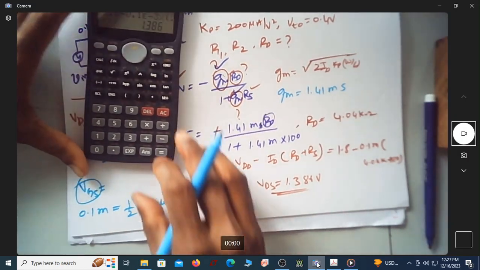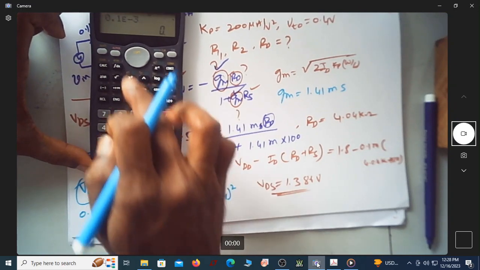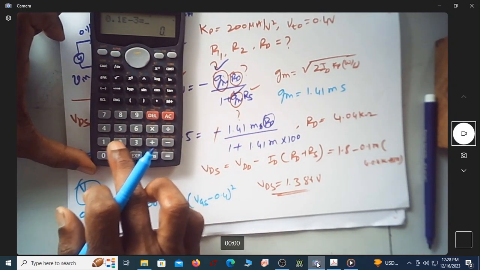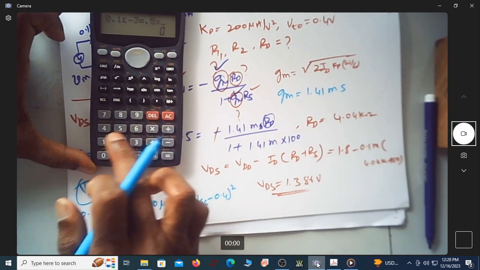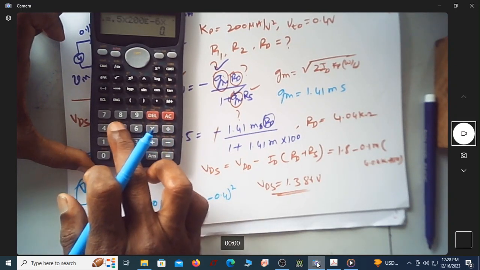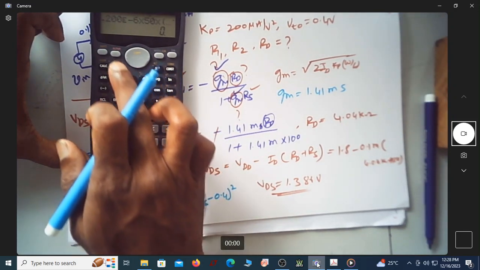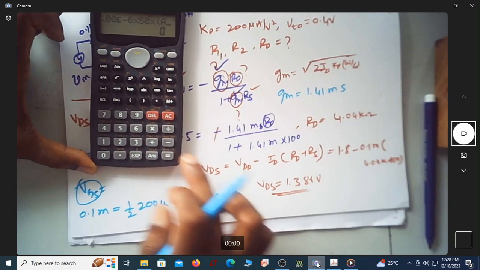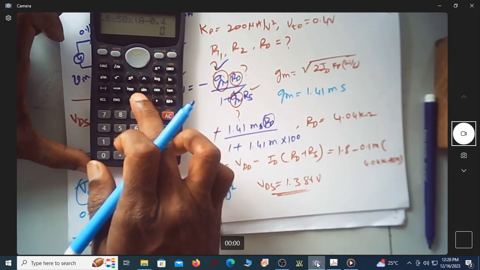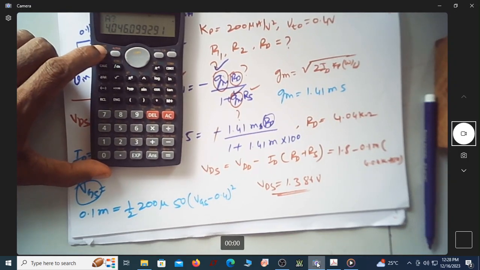Let me solve for this. So it is now 0.1 exponential minus 3 alpha equals 0.5 into 200 exponential minus 6 into 50 into, open the parenthesis, alpha A minus 0.4, close the parenthesis, whole square. Shift calculate.